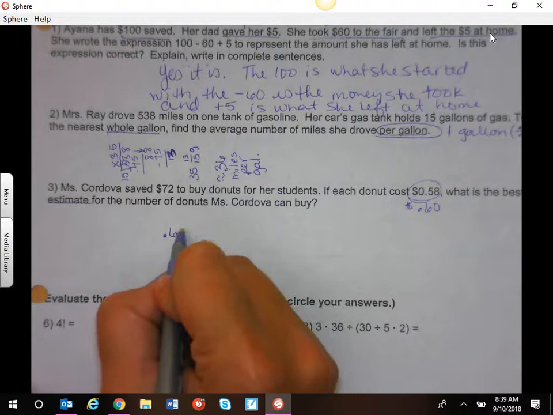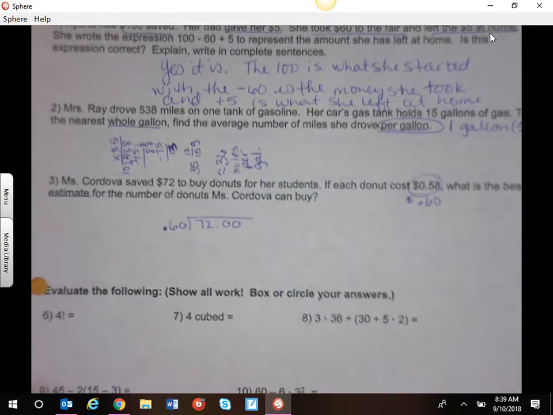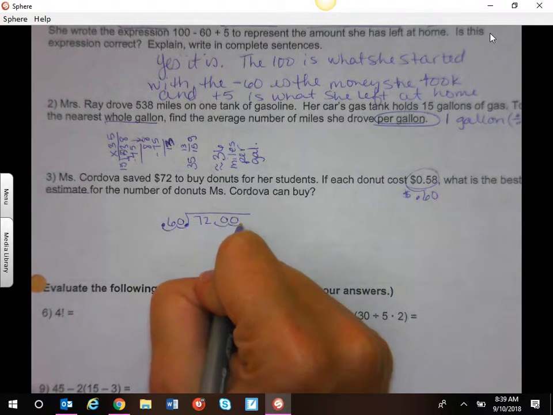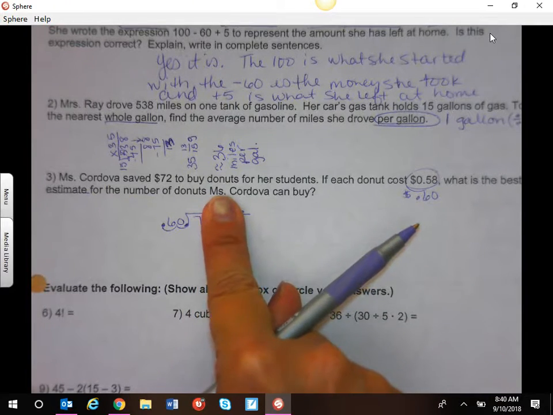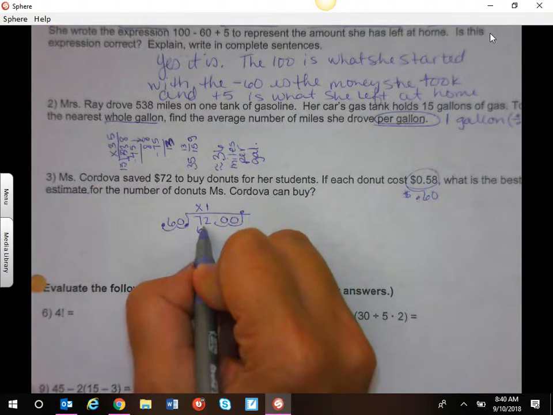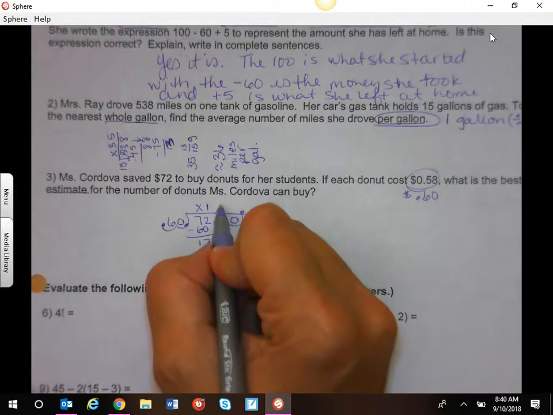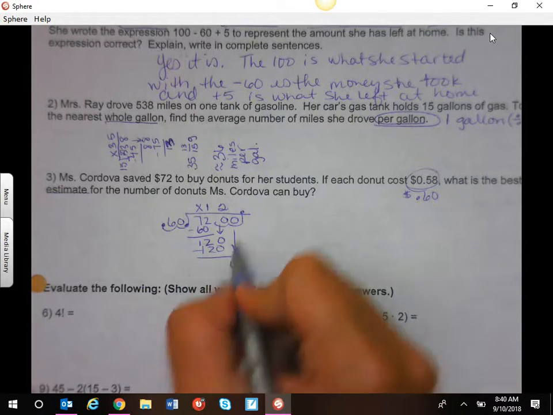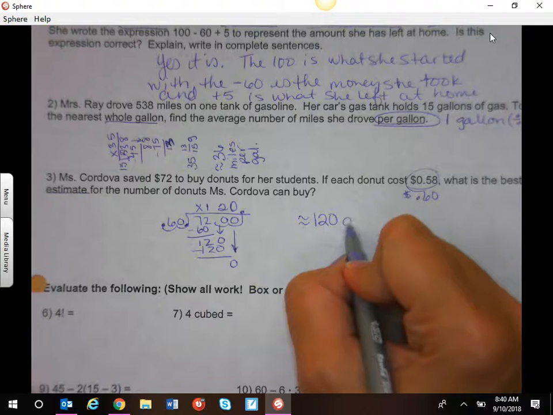So I'm going to say 0.60 into $72. Now, you should have learned last year that you cannot have a decimal outside. So I'm going to move this so it's a whole number. 1, 2. When I move on the outside, I move on the inside. And I can say 60 does not go into 7. That 60 goes into 72 1 time. 12 will bring down a 0. Oh, 60 goes into 120. That's very nice. 2 times. Don't tell me 12. You got an extra 0 here. 60 goes into 0 0 times. So we can say about, because we're estimating, 120 donuts.